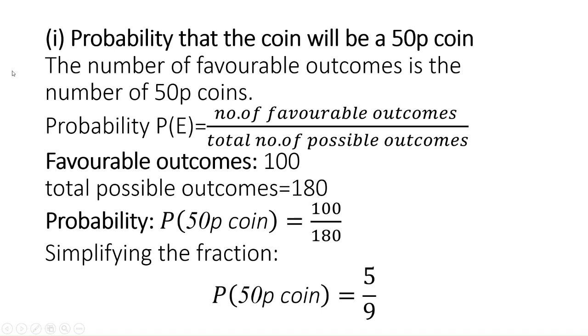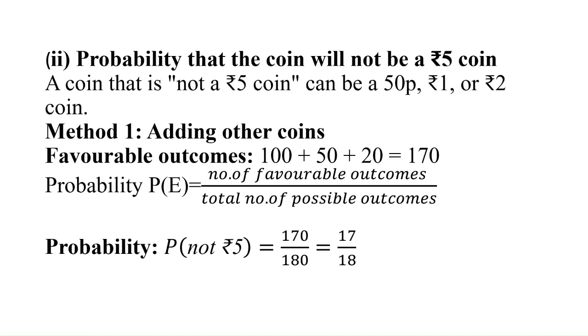Second event, what is the second event given? Probability that the coin will not be a 5 rupee coin. Here when the kiddy bank is turned upside down, when the coin comes out, it should not be a 5 rupees coin. That means it can be a 50 paise coin or 1 rupee coin or 2 rupees coin, but it should not be a 5 rupees coin. So what will be the number of favorable outcomes? Definitely a coin that is not a 5 rupees coin means it can be a 50 paise or 1 rupee coin or 2 rupees coin.